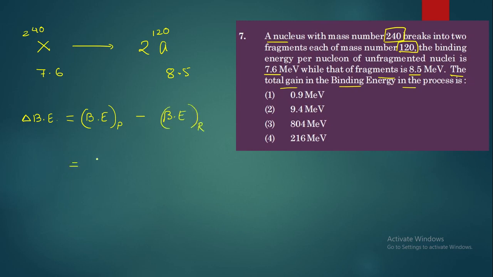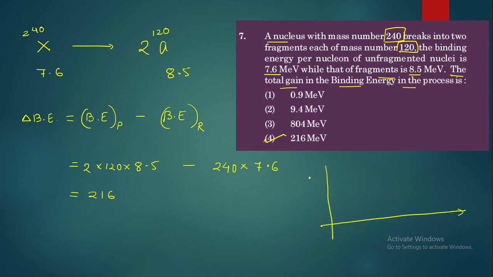What is the total binding energy of the product? Well, in the product, binding energy of one nucleon is 8.5. How many nucleons are there? 120. How many fragments are there? 2. Then what is the total binding energy of the reactant? Binding energy per unit nucleon is 7.6. How many nucleons are there? 240. And when we solve it, the answer comes out to be 216. That's the correct answer.